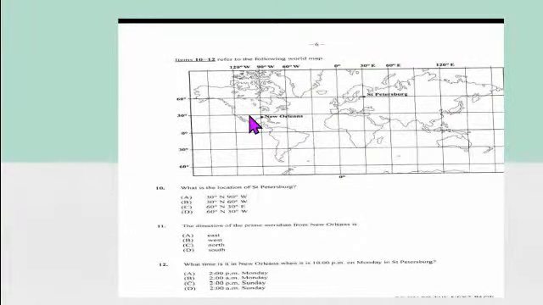All right, this one. Items 10 to 12 refer to the following world map. What is the location of St. Petersburg? So this is absolute location, latitude and longitude. St. Petersburg is here.